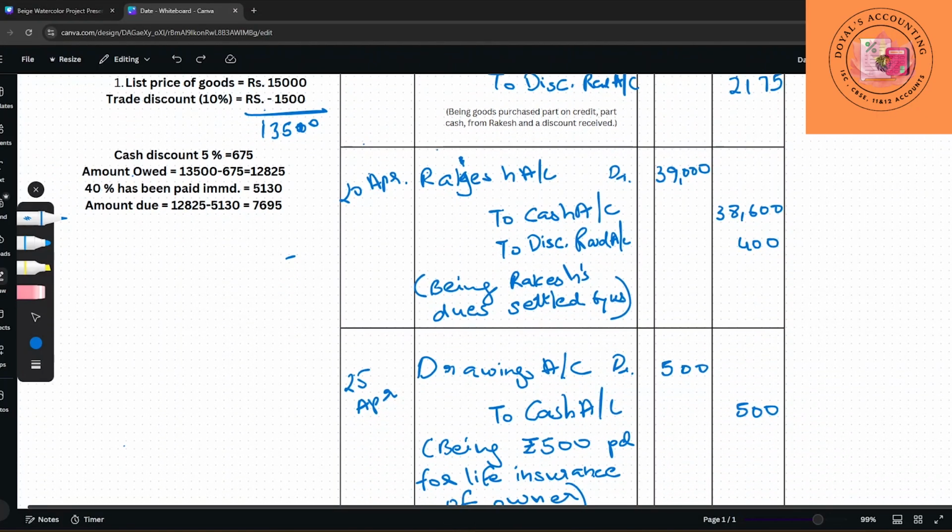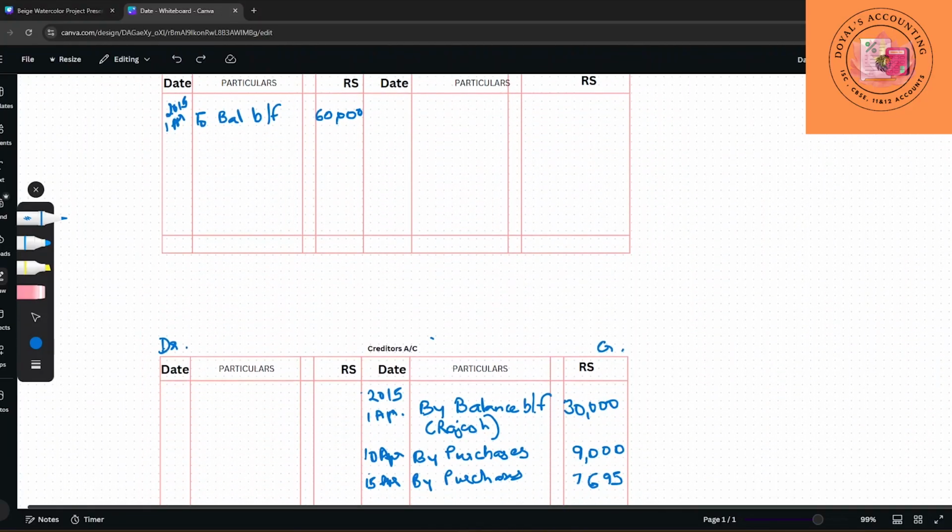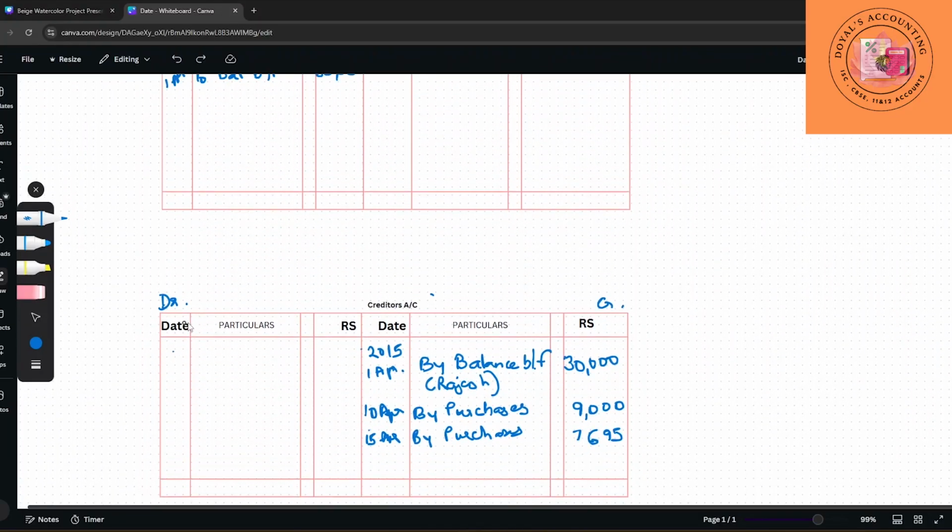Rajesh has settled all his dues, so we are paying off our creditors. Let's go to our creditors account and record on the debit side: to cash account 38,600 and to discount received 400. So let's go to the creditors account. 2015. What is the date? 20 April. To cash account 38,600. To discount received account 400.